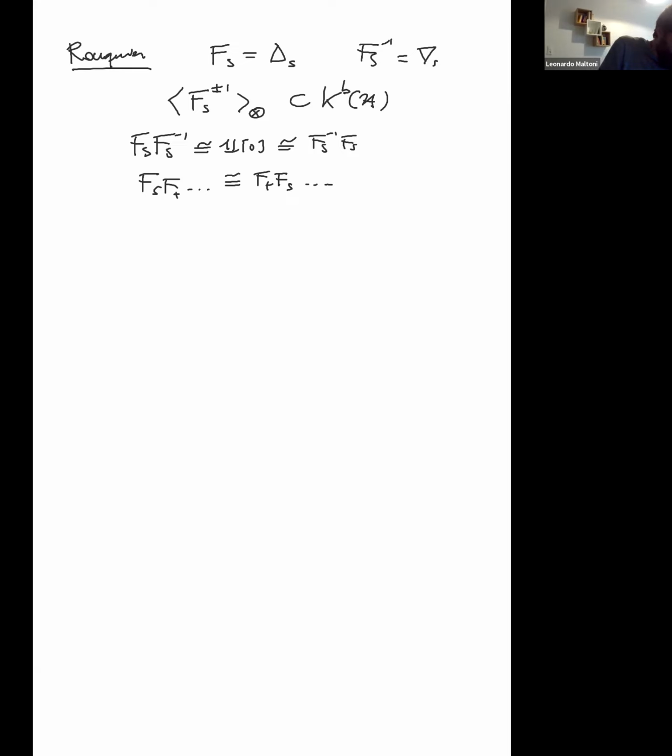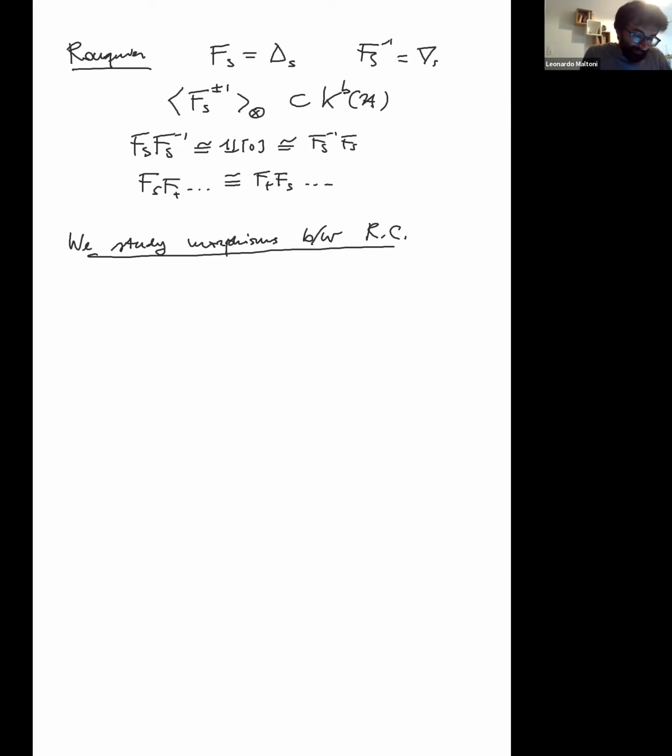So to study morphisms between Wakimoto sheaves, we study morphisms between Rouquier complexes. And the first thing to do, because we want morphisms in the homotopy category, is to find good representatives.